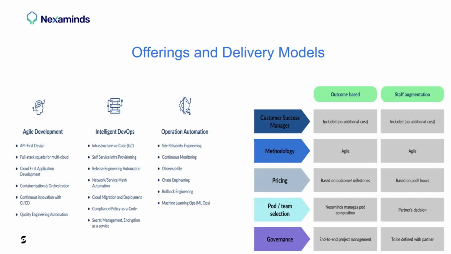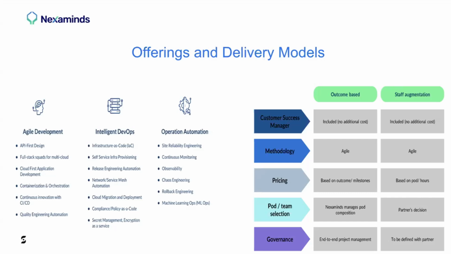And finally, operation automation is where we focus on reliability and resilience. We offer SRE practices, continuous monitoring and observability for proactive insights. We have performed chaos engineering to stress test systems in controlled ways. We have designed rollback mechanisms as part of release management, and we are also into ML ops for some of the AI solutions that our clients are trying to get into.